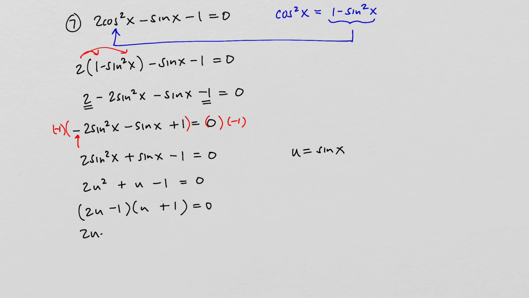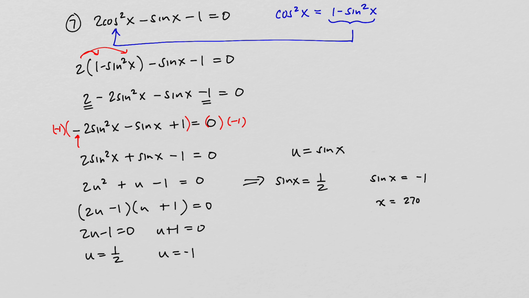And now when I set each one of these factors equal to 0, we end up getting u equals 1/2 and u equals -1. But again, u is sine of x. So this is the same as sine of x equals 1/2 and sine of x equals -1. Now for -1, we know that sine equals -1 when the angle is 270 degrees. And again, this should be memorized.